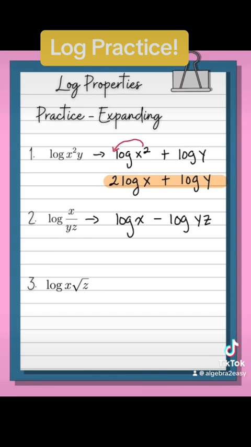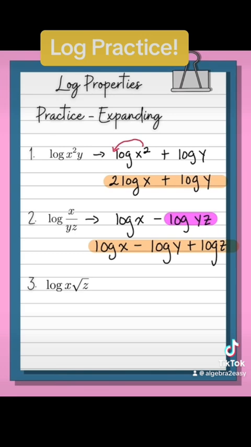Now you're almost done. To expand means you can't have anything being multiplied anymore. So we need to break up the log yz. We're going to leave log x the way it is. And then log yz, because they're being multiplied, becomes log y plus log z. Now we've expanded it completely, where x, y, and z are their own individual logs.